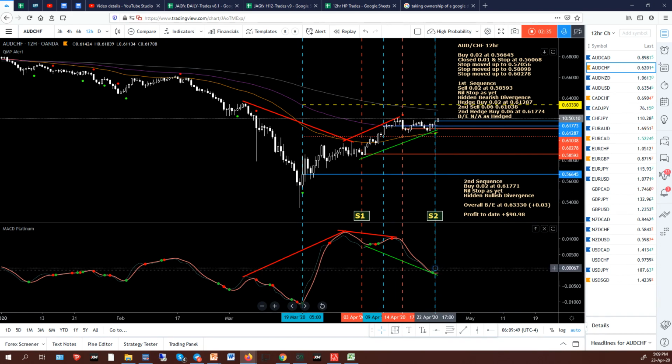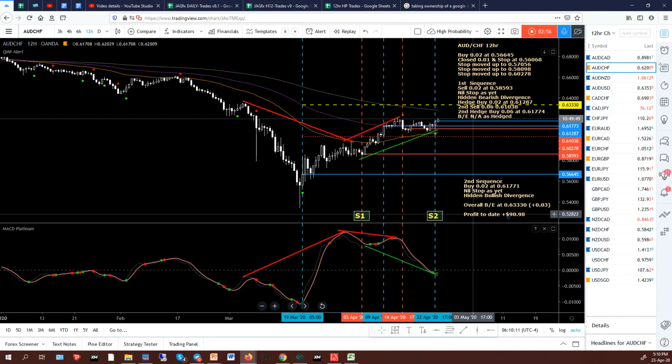And because the MACD Platinum, this indicator here, was below the zero level, remember, when it's below the zero level, I'm looking for buys. It's just below the zero level. So I've started a new sequence here, a new buy, 61771. So basically two trades taken on the same candle. Overall break even for all trades.